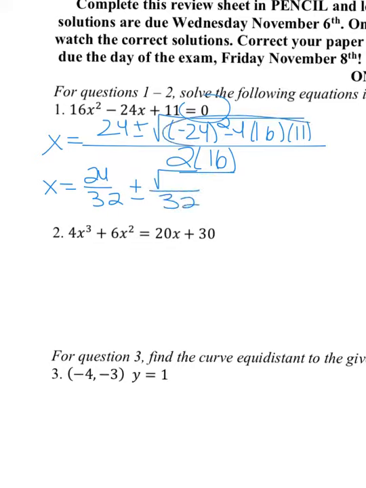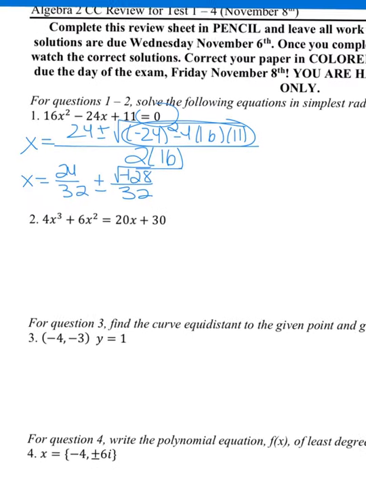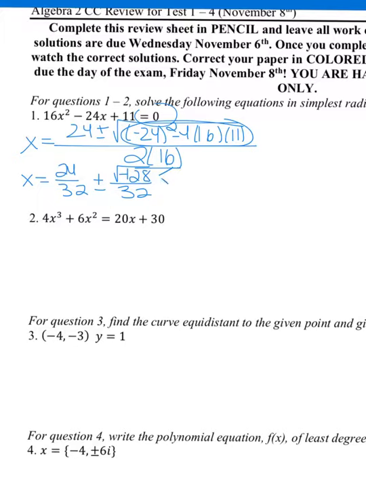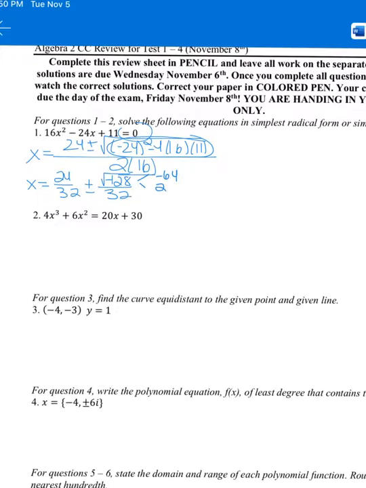I type this whole mess into my calculator. That gives me negative 128. And now I simplify the radical. Negative 128, that is negative 64 times 2. So now I have x equals 24 over 32, plus or minus the square root of negative 64 is 8i. You still have the square root of 2, divided by 32.